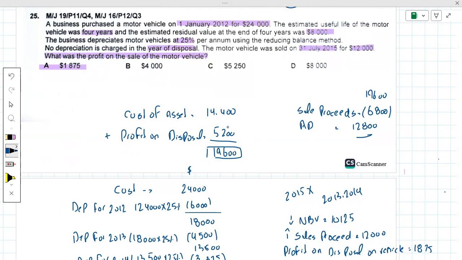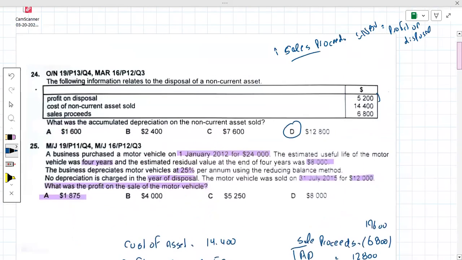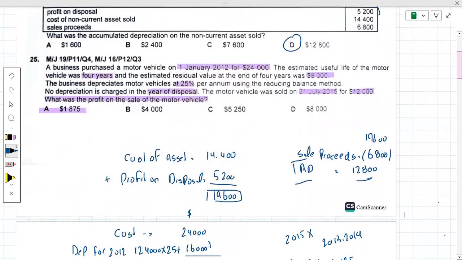So 14,400 plus 5,200 gives a total of 19,600, and now we are going to deduct the sale proceed from it. Whatever amount we get in the end would be our accumulated depreciation. So 19,600 minus $6,800, which was the sale proceed of this asset. Now we have 12,800 accumulated depreciation. So the D option is the right option.